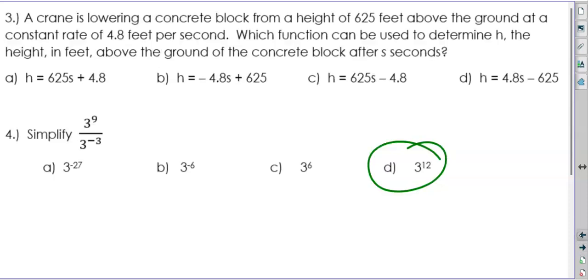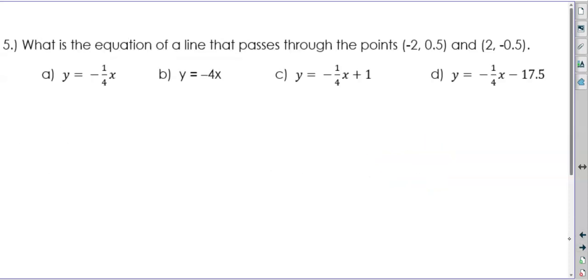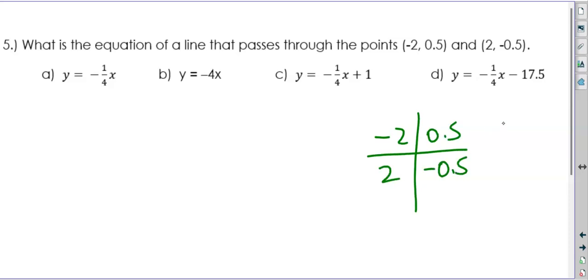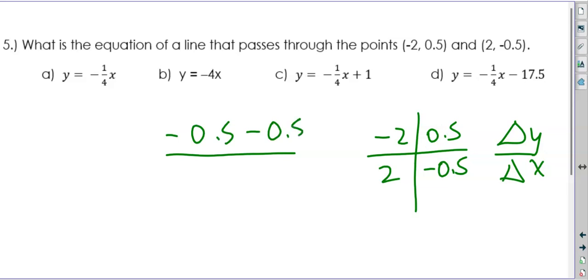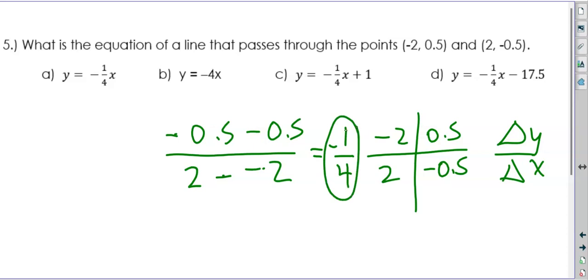Question 5. Which equation is for the line that passes through the points negative 2, 0.5, and 2, negative 0.5? All right, let's see. I'm going to make a little chart here. Negative 2, 0.5, positive 2, negative 0.5, and I'm going to calculate my rate of change, or my slope. Sorry, delta y over delta x. So y minus y over x minus x. Looks like I'm going to get negative 1 over 4. So I know that my slope has to be negative 1 over 4.